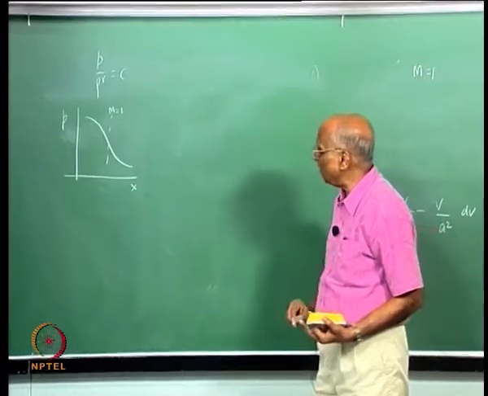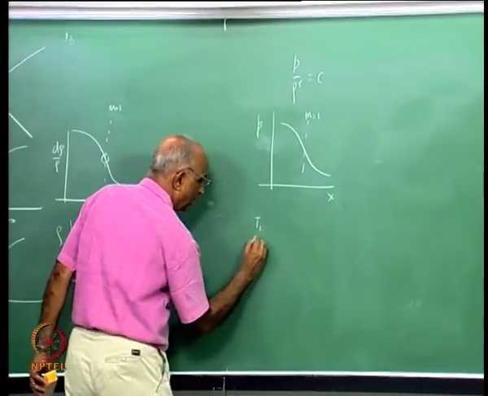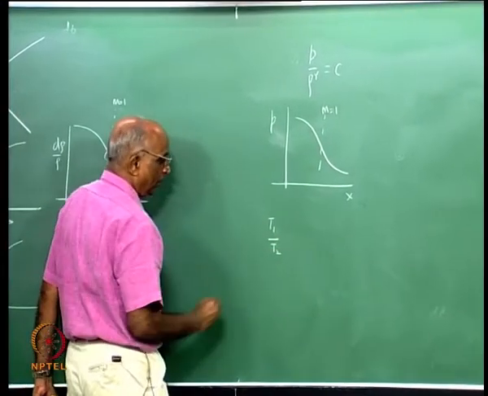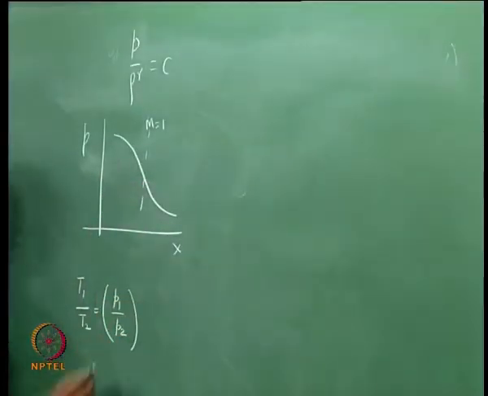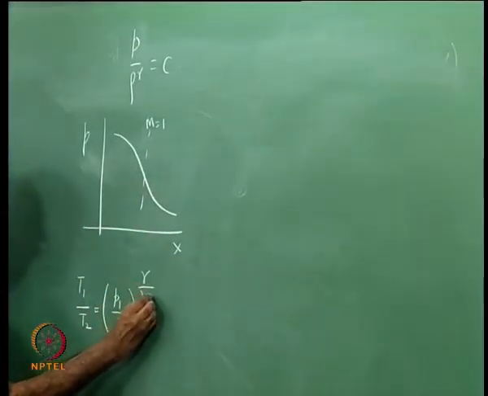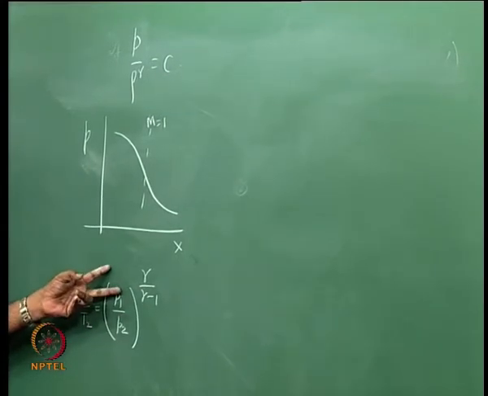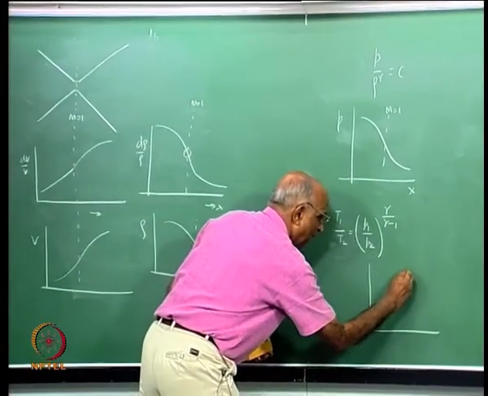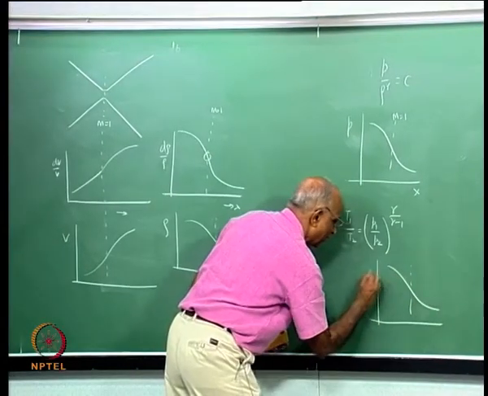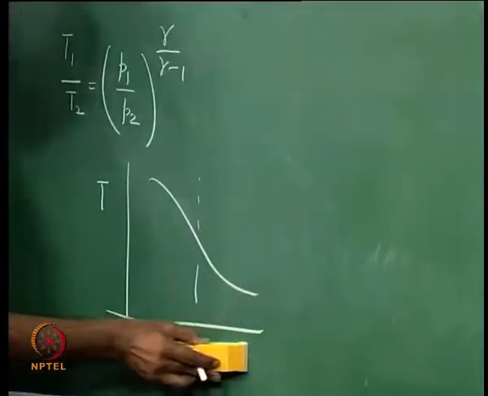And we also had derived an expression which said the temperature T1 divided by T2 is equal to P1 by P2 raised to the power gamma minus 1 by gamma. Therefore, the temperature, if I have the throat here, should also decrease, and this will be my temperature variation with respect to the distance x.